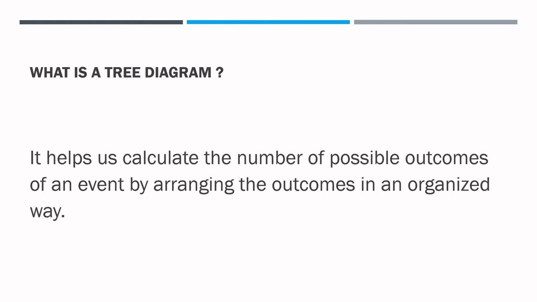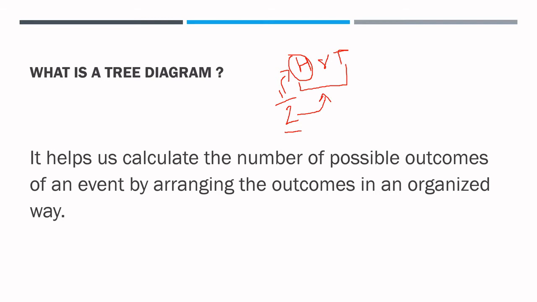Let's take an example. If you flip a coin, there are two possibilities, a head and a tail. So the probability of having a head is 1 out of 2. This 1 is this head, and this 2 is the total possible outcomes available to us.